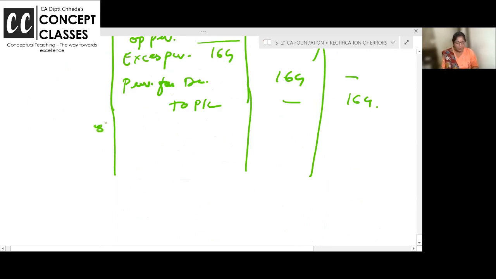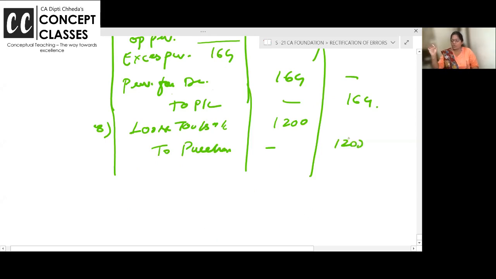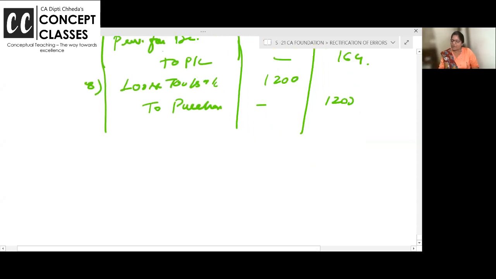Chalo. Going to the 8th entry, tools bought 1200 had been inadvertently debited to purchases, error of principle. Loose tools are your assets, you know. Loose tools, dies, molds, these are used in factory. And by mistake, if you have debited to purchase account, credit the purchase because these are not goods. And loose tools are your assets.